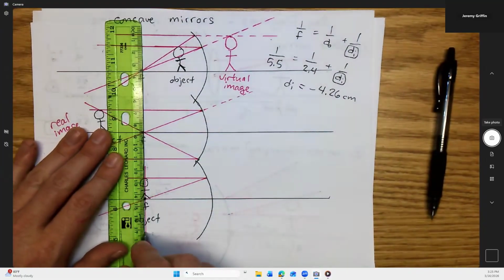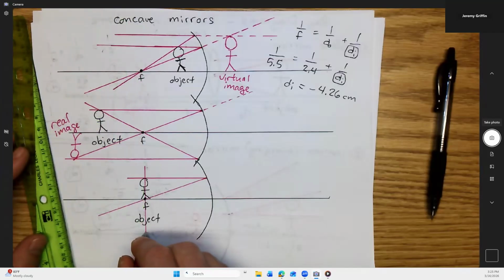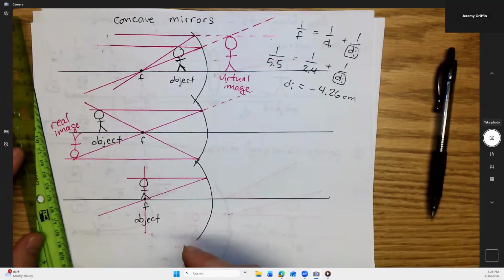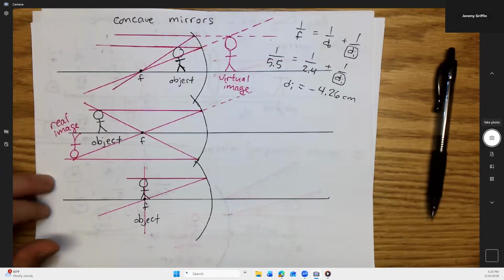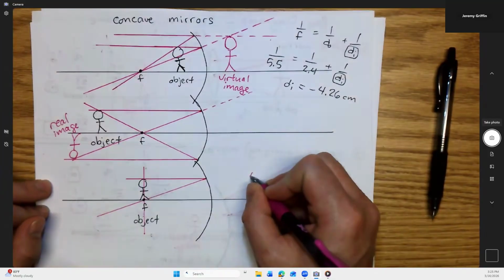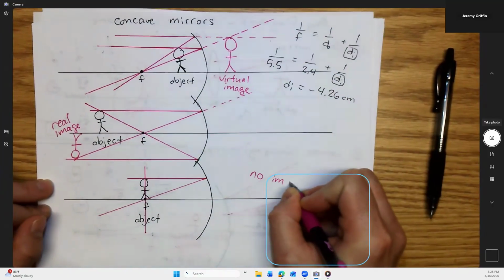Oh no, that's a vertical line, because he's right on top of the focal point. Is that even going to cross the mirror? No. So our process that worked for the last diagram kind of falls apart. Which means what? How could you interpret this? He's invisible. No image.